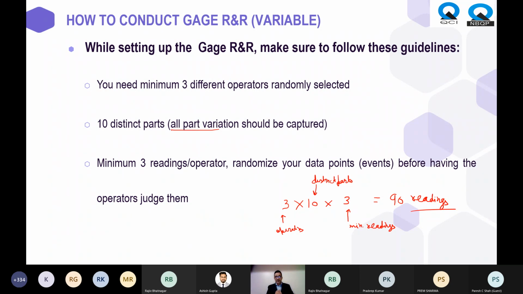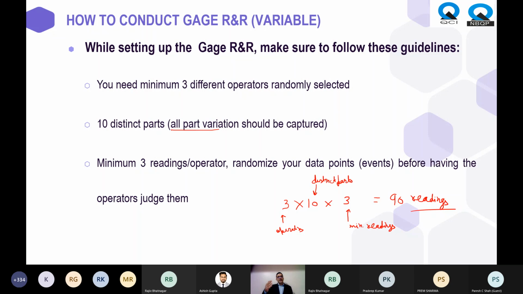He captures the data, then Syam comes, the second operator. Again, these readings are jumbled and these parts are jumbled. He captures the data, takes the reading. Now the third operator is being asked. He captures the data. He takes the 10 readings.